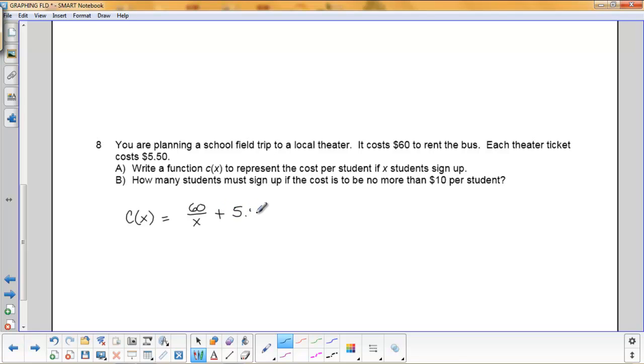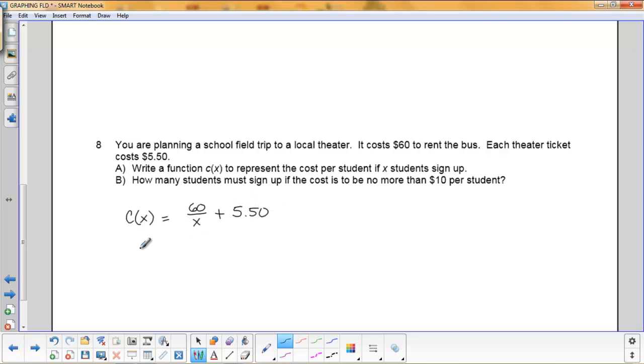Plus the $5.50 that it's going to cost me just to get in the theater. Okay? So there is the equation I'm going to use. This is the key to this problem right here, setting up that ratio, knowing that I'm going to divide the total cost of the bus, but I also have to pay the full cost of the ticket.